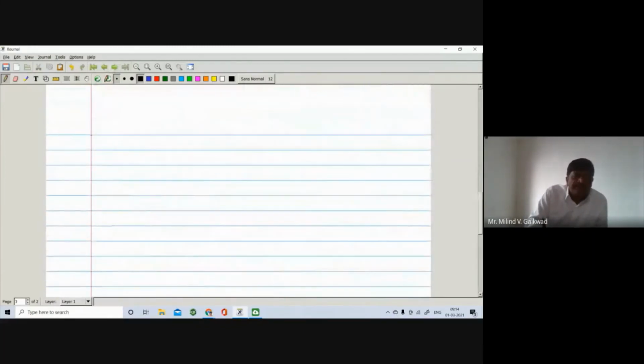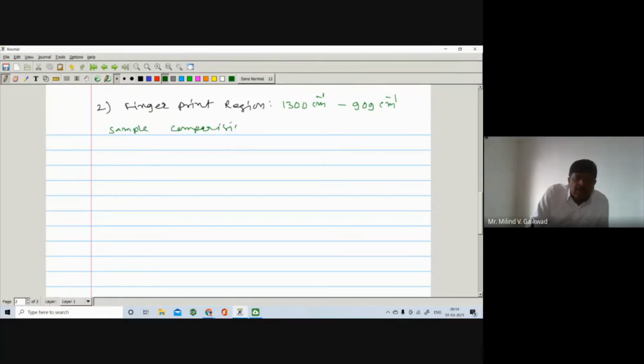So here we have seen number 2, the fingerprint region. What is the range for this fingerprint? The range for the fingerprint is 1300 centimeter inverse to 909 centimeter inverse. It is useful for sample comparison, to compare the spectra of two compounds. If they are the same, then we can say it is the same compound. If they are different, then they are different compounds.